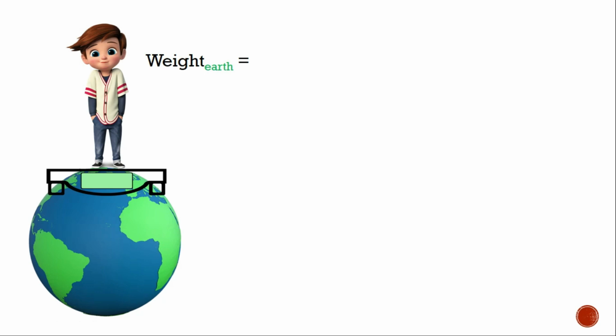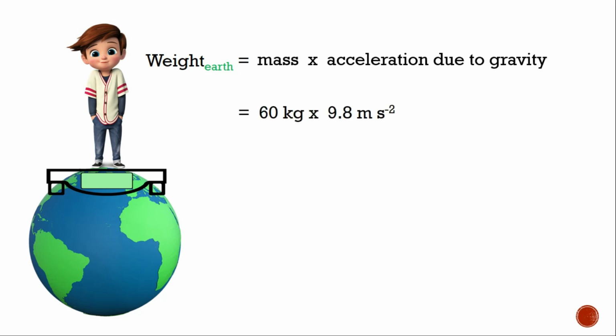So while on Earth, our weight will be our mass multiplied by the acceleration due to gravity on the Earth's surface, which will be 60 kg in this case multiplied by 9.8 meter per second square, which is the acceleration due to gravity on the surface of Earth. So a person of mass 60 kg will have a weight of 588 Newton on the Earth's surface. Now a machine such as this, which has been made to measure mass on the surface of Earth, is calibrated in such a way that instead of showing us 588 Newton, it will show us 60 kg instead.